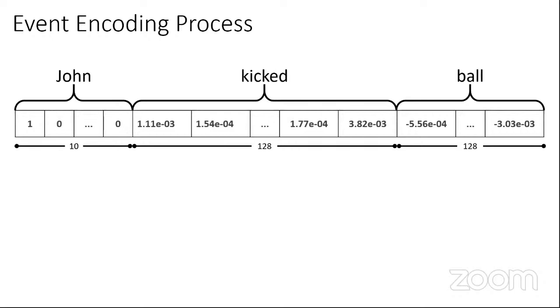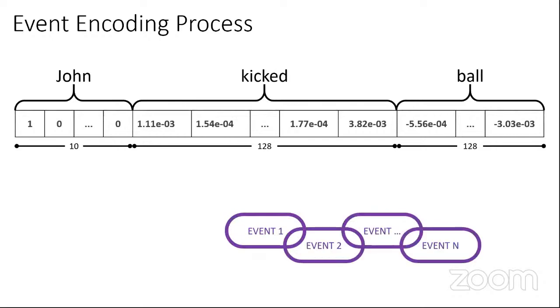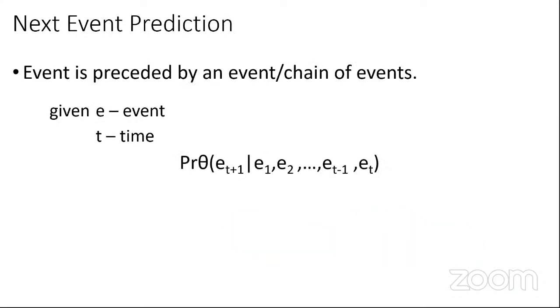So this is expected to be how an event works, and this will be the same for all of the events that we are extracting. So let's go back to the Cinderella example chain.